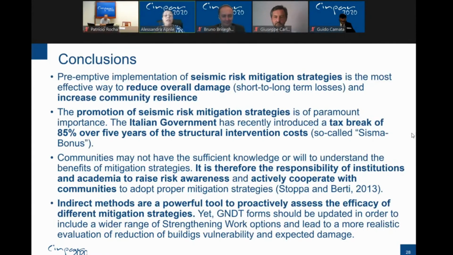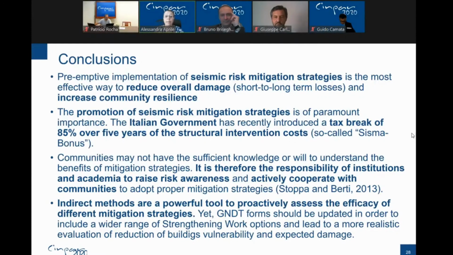I can say preemptive implementation of seismic risk mitigation strategies is the most effective way to reduce overall damage and increase community resilience. The promotion of seismic risk mitigation strategies is of paramount importance. In fact, the Italian government has recently introduced a tax break of 85% over 5 years of the structural intervention cost, and it was called the Sisma Bonus.